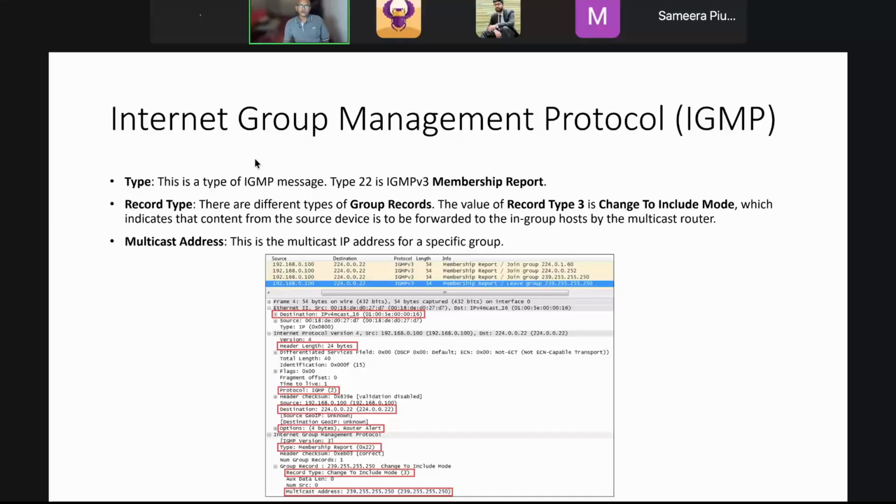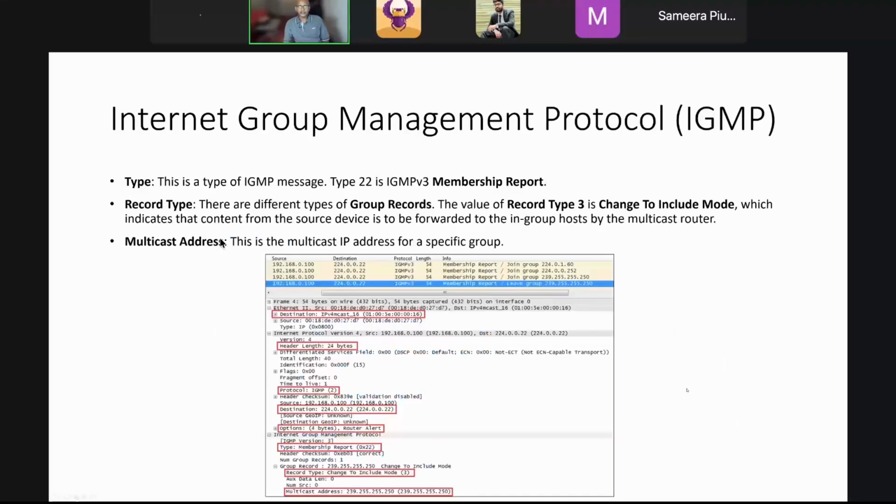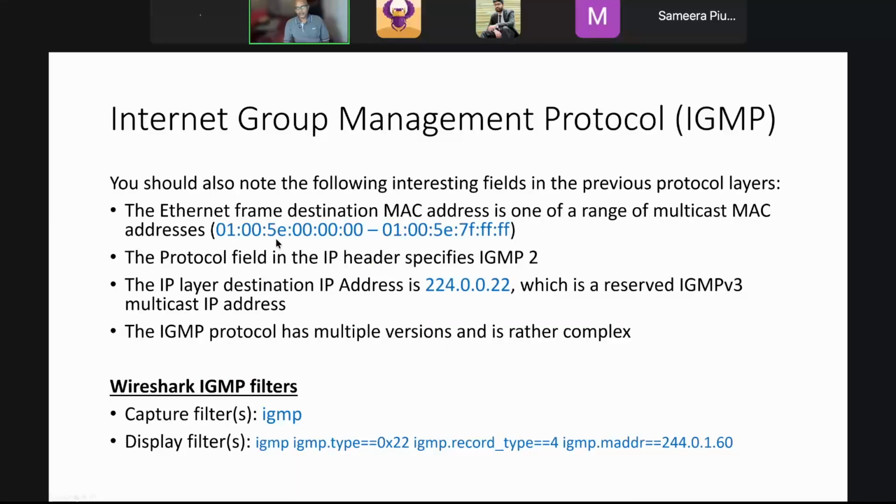Okay, so previously we discussed ARP and IP, and now IGMP is completed. Before moving on, there is another slide on filtering. We discussed that 01-00-5E is the range for multicast MAC addresses. The protocol field shows IGMP2, which does not represent the IGMP version, but IGMP2 is representing something else.